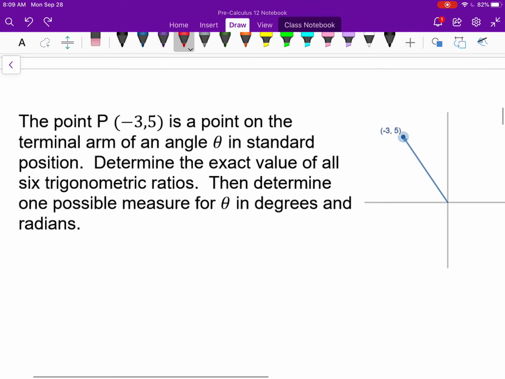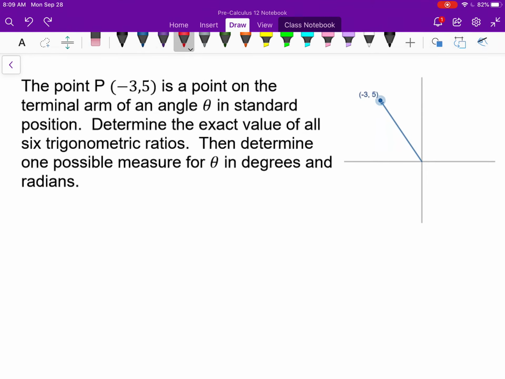And so first, what I have here is, I say a point P, which is at (-3, 5), is a point on the terminal arm of an angle in standard position. Determine the exact value of all 6 trigonometric ratios. I'll do that first. Then I'll talk about the second part, which is then determine one possible measure for theta in degrees and in radians.